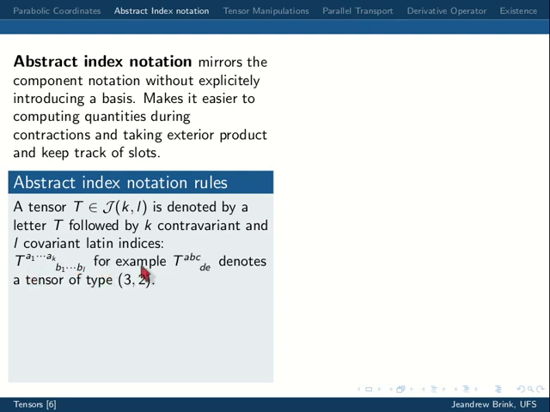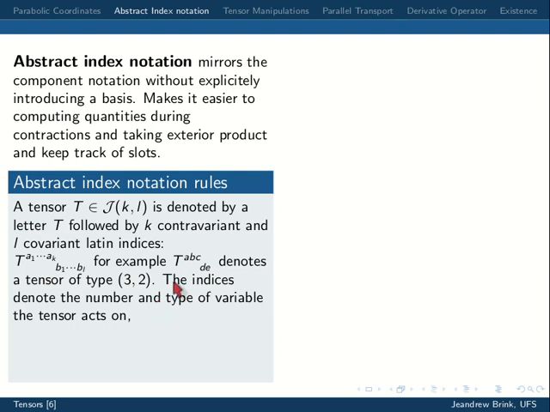And so, for example, if you get an expression like this, and you don't even get a basis, you get T, A, B, C, and D, E, it simply denotes a tensor of type 3, 2, with 3 contravariant indexes and 2 covariant indexes. So what the indices do is they help denote the number and the type of the variable the tensor acts on, and not the basis components. These are simply another way of representing our tensor without having the basis itself.